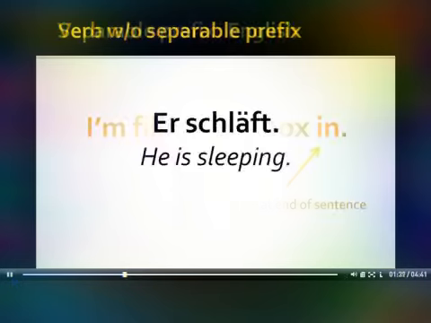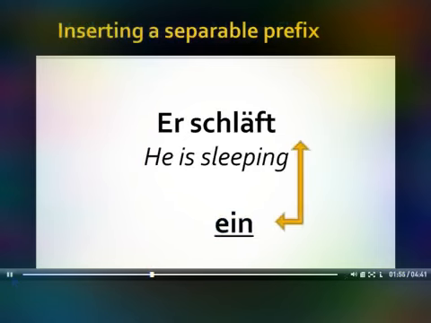The verb without a separable prefix, schläft, or he is sleeping. Now, this just simply indicates that this person is sleeping. Doesn't say where, doesn't say how, or anything like that. Very simple, basic sentence. However, when we add a separable prefix to this sentence, it changes the meaning of the verb. Now, if we add the separable prefix ein at the end of the sentence, schläft ein.